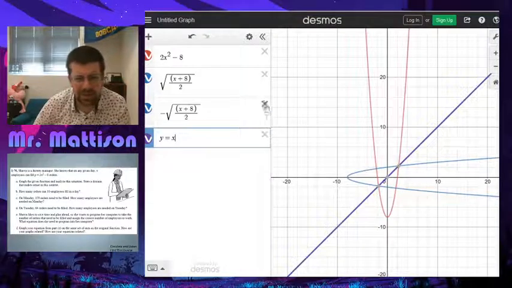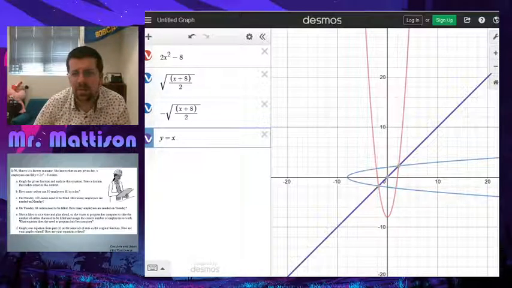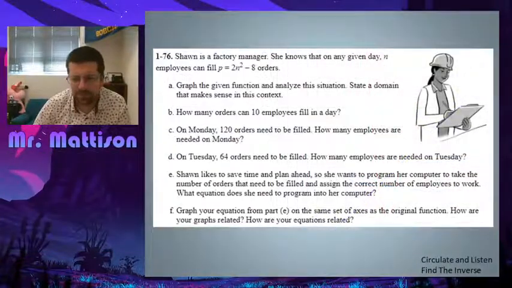So again, those are called inverses. You've seen those in the past. It shouldn't be things that are brand new to you. All right, so let's hop back over here.